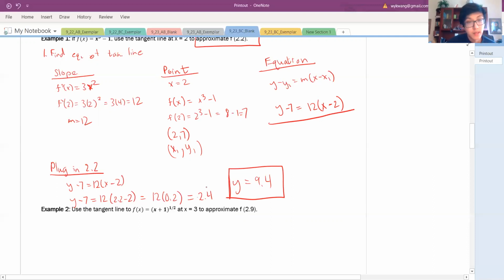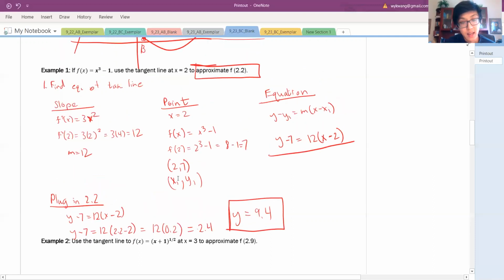I think that was really easy, but that's the gist of linear approximation. We weren't able to find what f of 2.2 is exactly, but using the tangent line at 2, we were able to approximate it. So at x equals 2.2, f of x is approximately 9.4. You can think about it in that way.